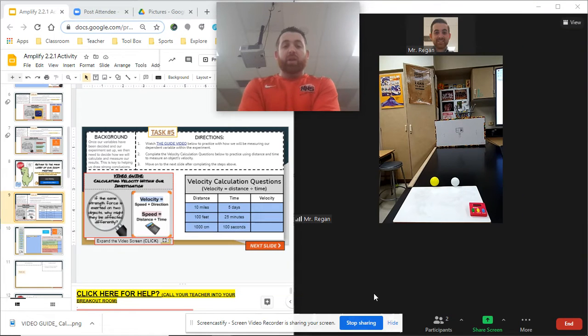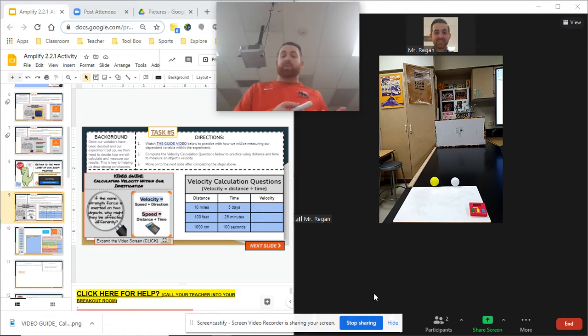Hey everybody, Mr. Regan here, and hopefully we have a solid foundation about what our variables are within our experiment and how those variables are going to help us figure out and answer our investigating question: if we have the same force exerted on two objects, how would that effect be different?